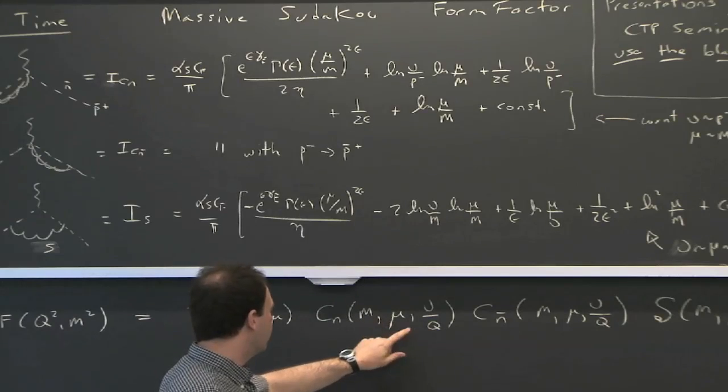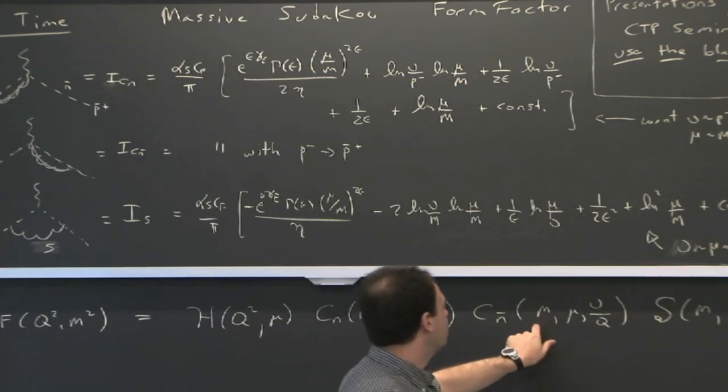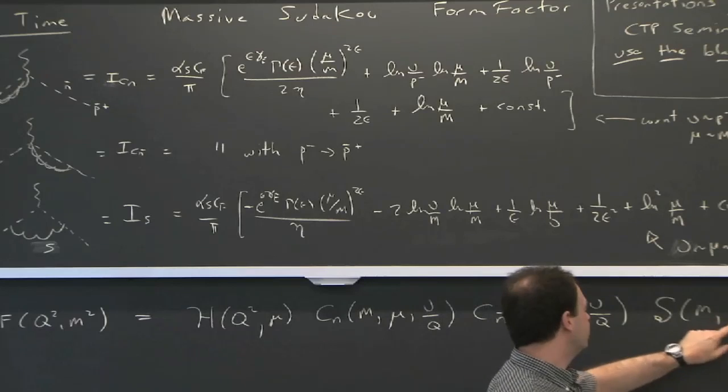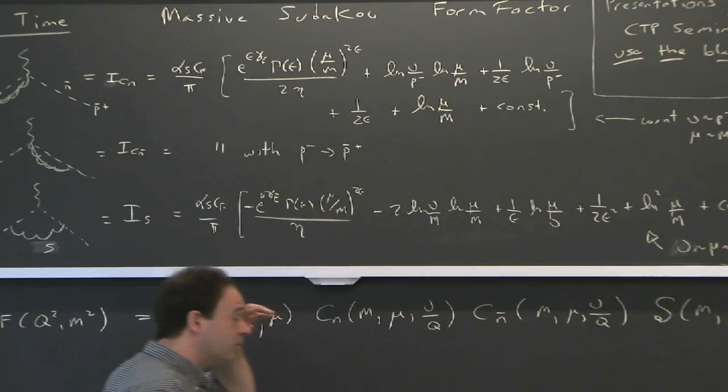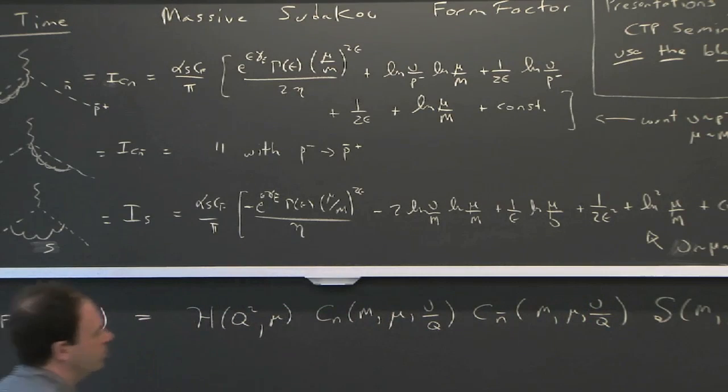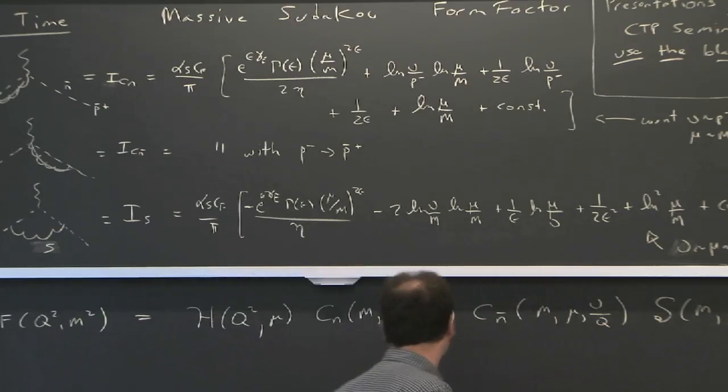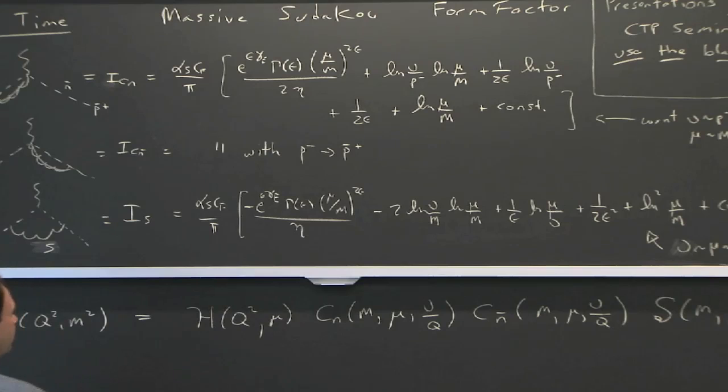OK, so these same statements I was making up there are kind of encoded in the arguments. You want mu to be of order m, you want nu to be of order q, mu to be of order m, and nu to be of order mu, which is of order m. So I could have written nu over m here as well. And then there's also some hard factor that really lives at the hard scale.